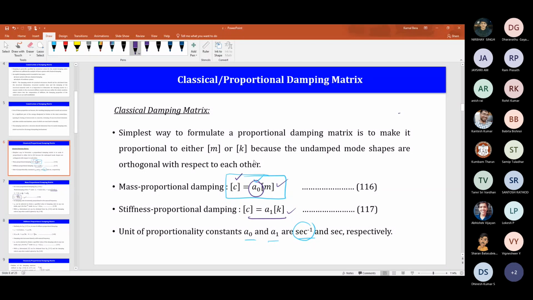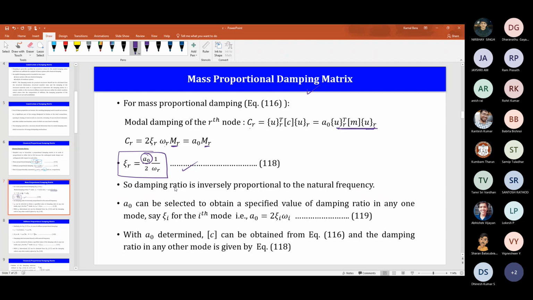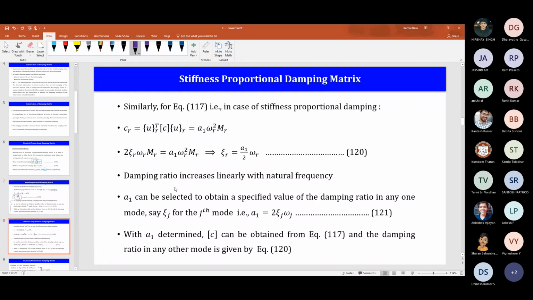And in this case, if I ask you to find out the damping ratio of any other mode, you have to substitute the value of A0 that you already obtained, and substitute the corresponding frequency for which you want to find out the damping ratio. Then you can find out the zeta corresponding to that mode. Okay, so all that is written here in a proper manner, which we have already discussed in the last one. A similar thing is applicable for the stiffness proportional damping.